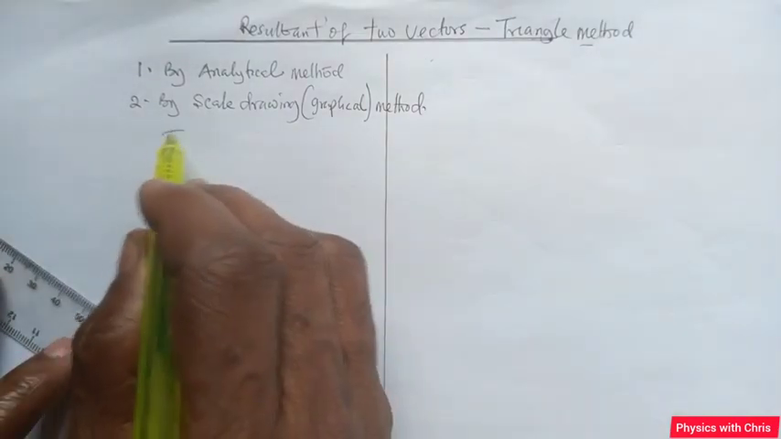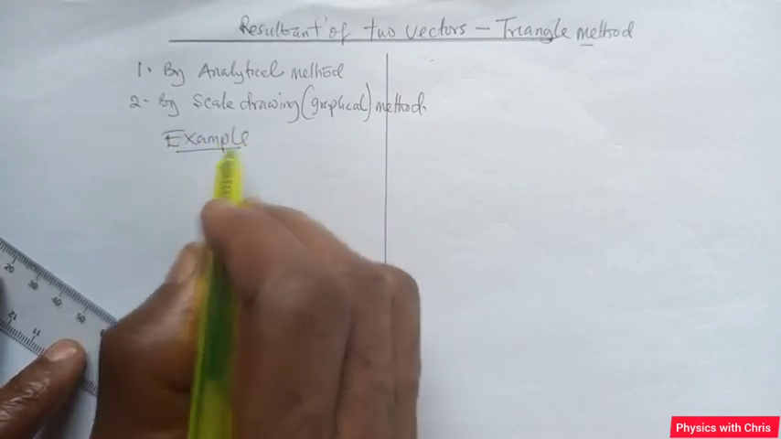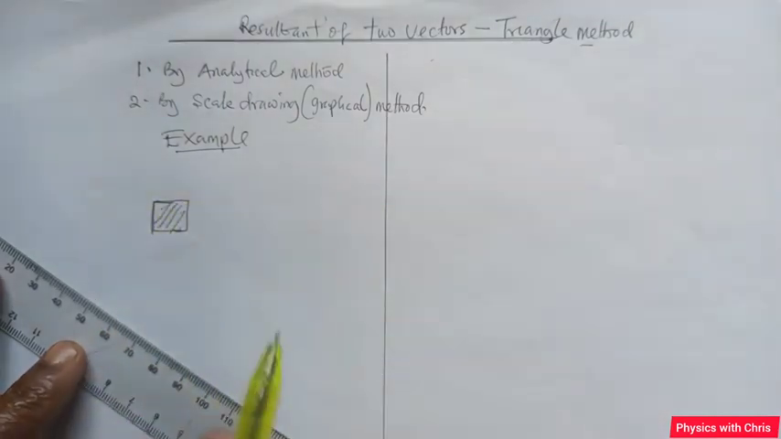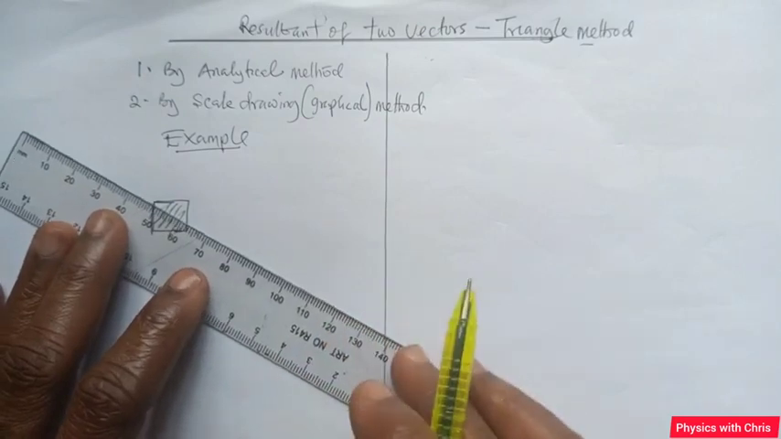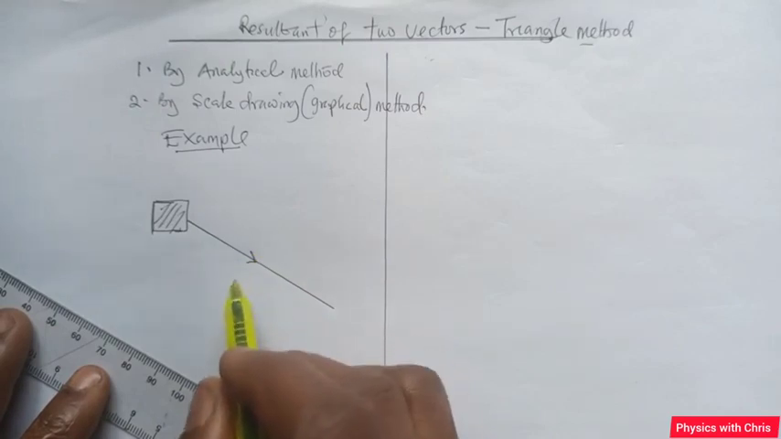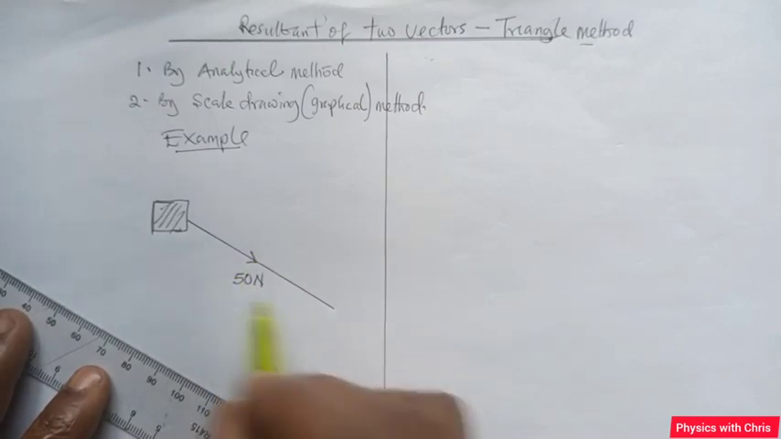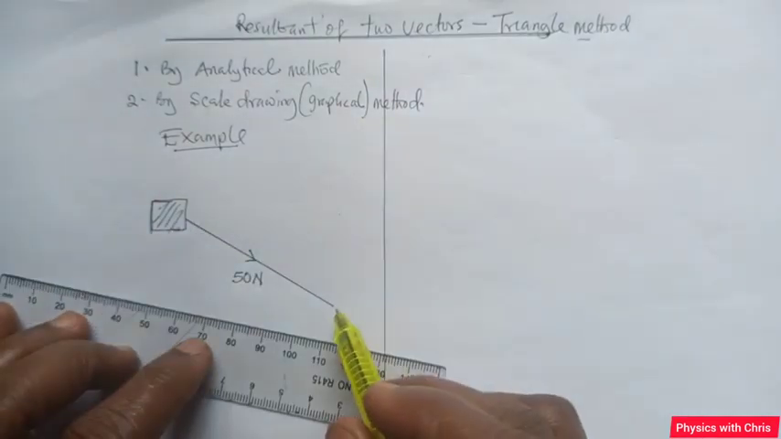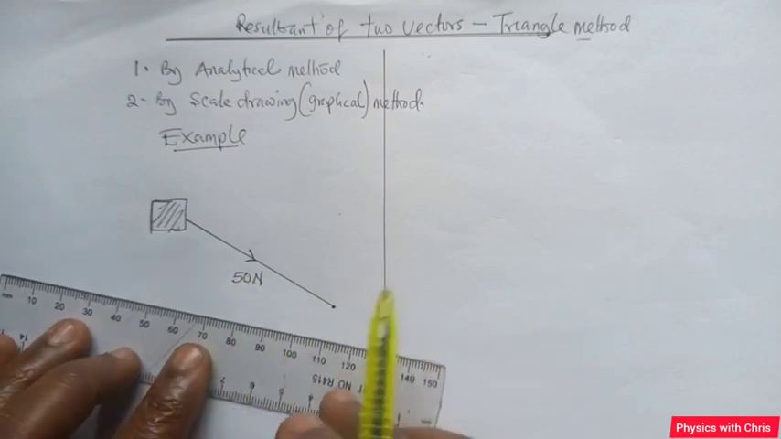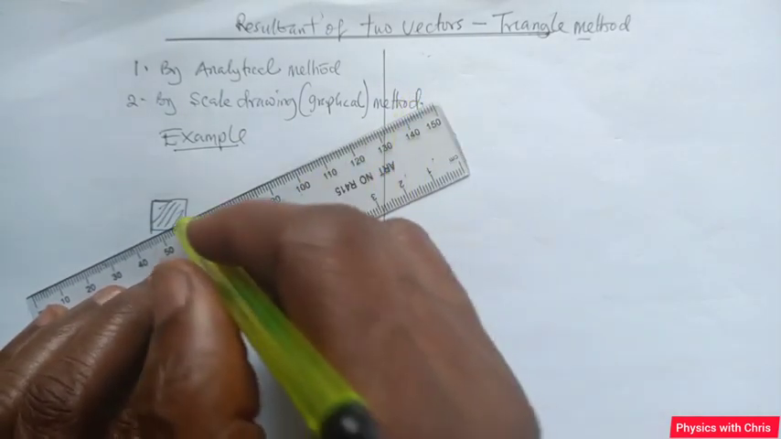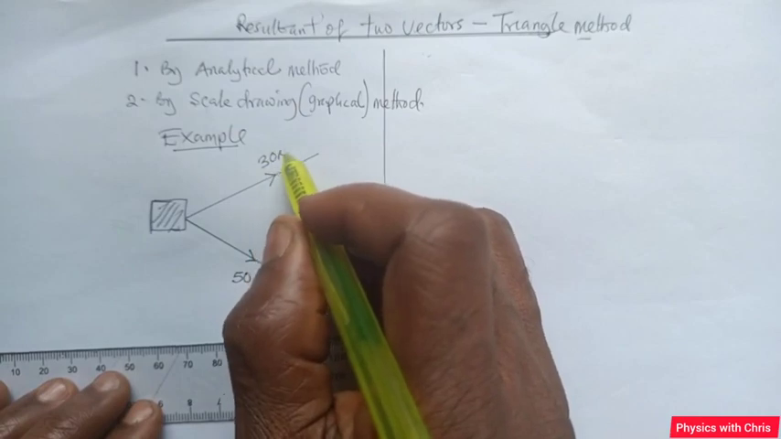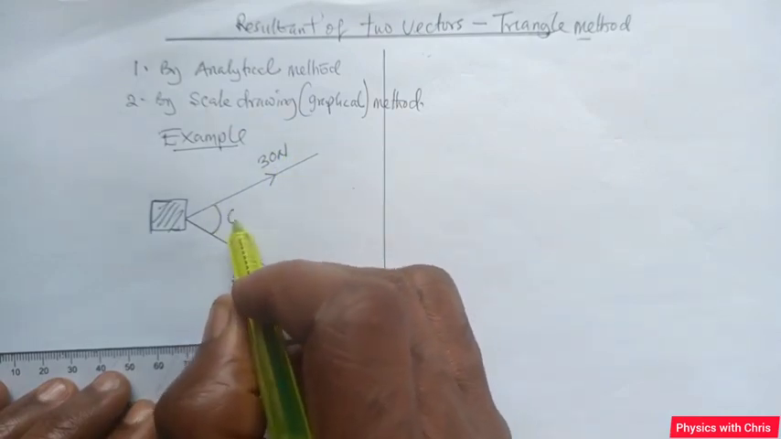Now, suppose you are given, for example, a box that is being pulled by two forces. This is a box placed on a surface, and two forces are applied through two different ropes to pull this box. A force of 50 Newton acts in this direction. Maybe somebody is here, pulling this box in this direction. He applies a force of 50 Newton. Maybe someone else is here pulling this same box in this direction with a force of 30 Newton. And the angle between them, for instance, is 60 degrees.